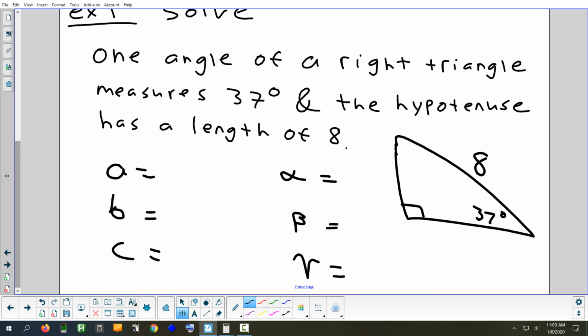Now, let's label the sides. This is A. This is B. You could have switched A and B. A and B just have to be the short sides. C you don't want to switch. Always keep C as the hypotenuse. So, what that means is we know C is 8. What's the name of the angle that we always put across from A?